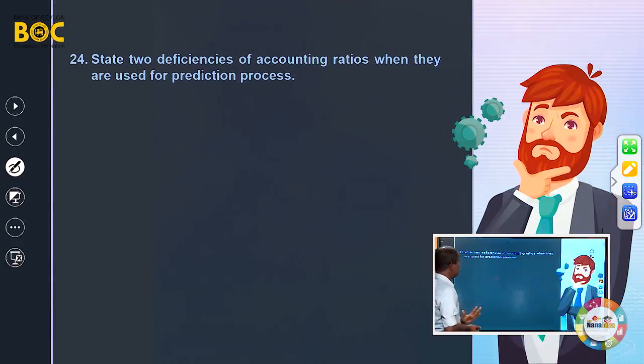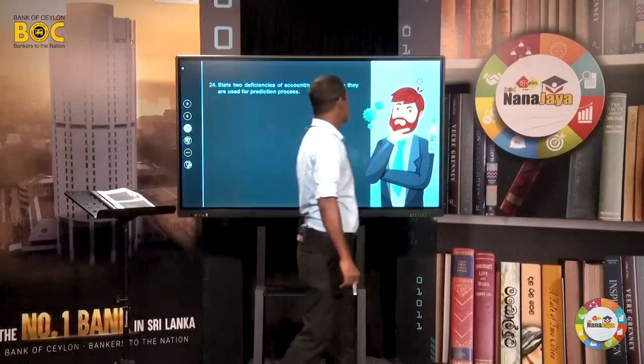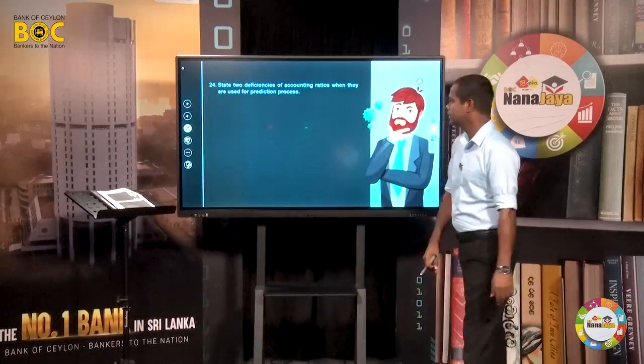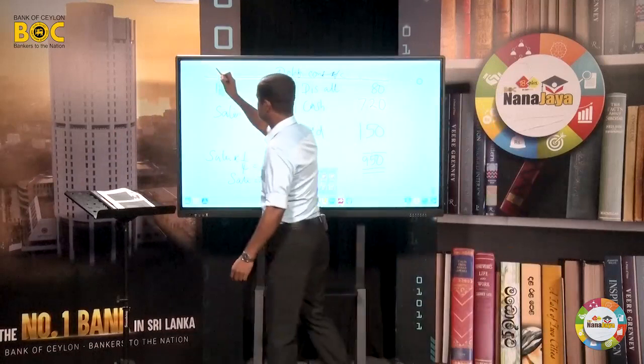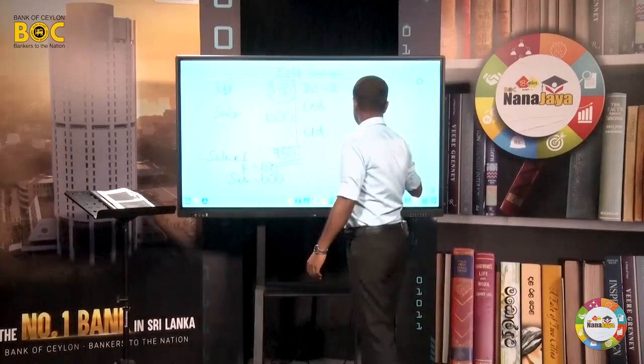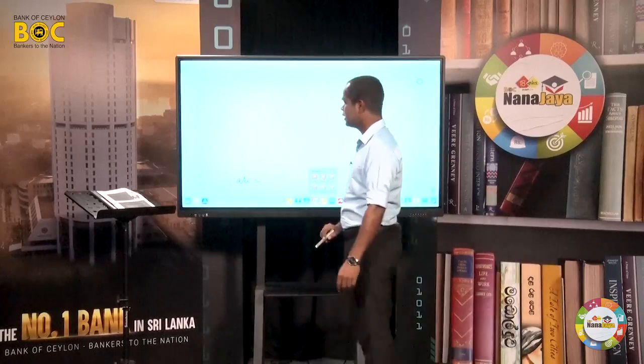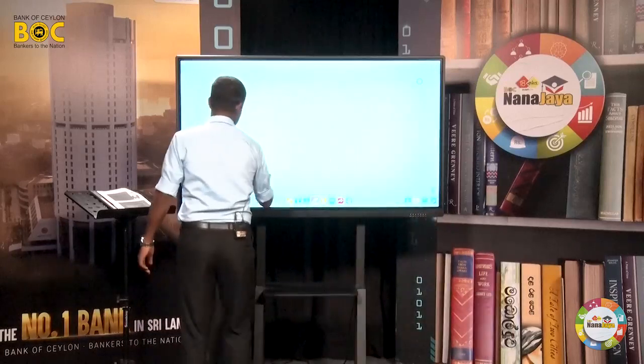To state two deficiencies of accounting ratios when they are used for prediction process. We calculated ratios, but there are deficiencies. And for these accounting ratios, we learn profitability ratios, liquidity ratios, financial stability ratios.